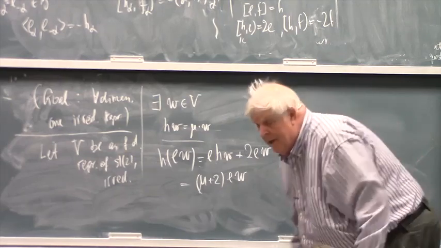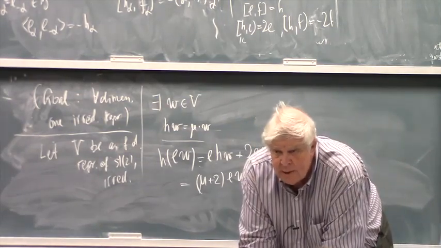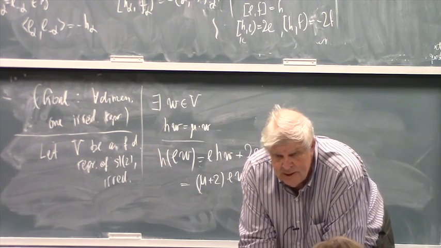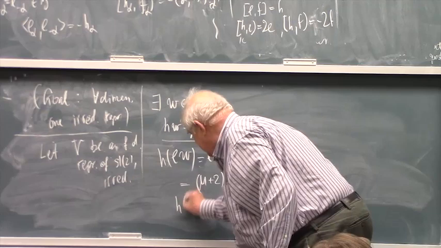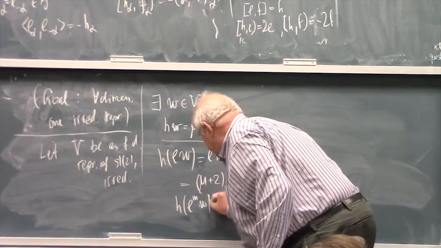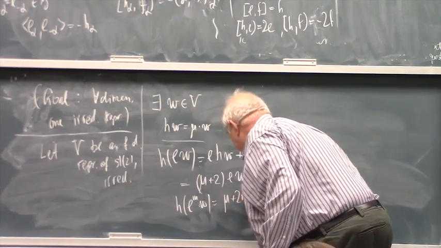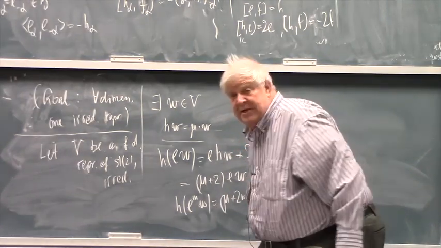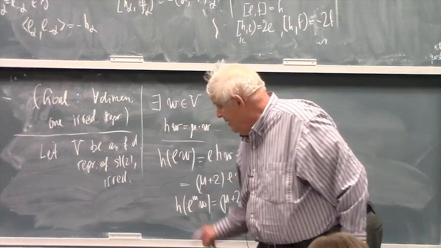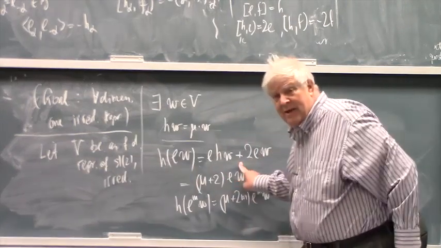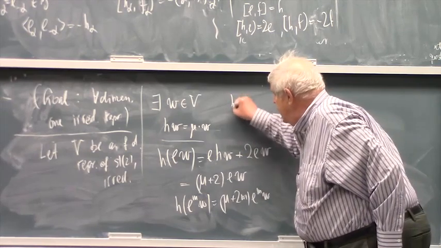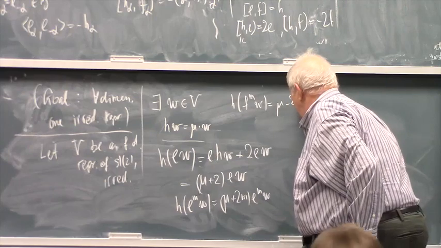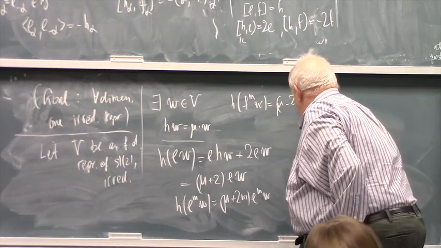And so on. If I apply E once more every time, I will get an eigenvector of H, and the eigenvalue will gain 2. So H applied to E to the power m W is mu plus 2m times E to the power m W. Absolutely the same for F. Only if I write F here, I will have a minus here. So H applied to F to the m W is mu minus 2m times F to the power m W.